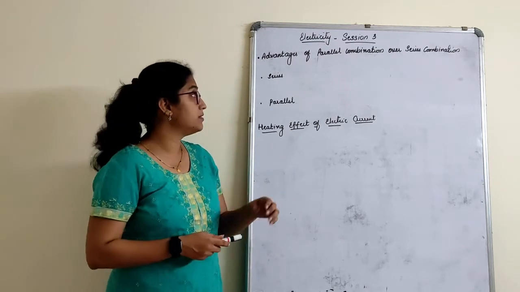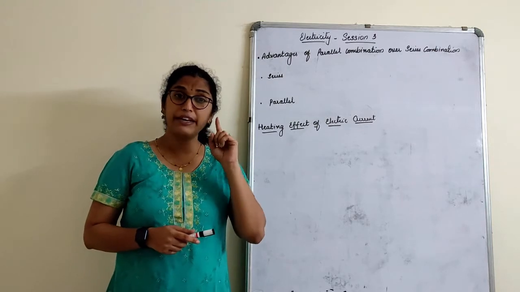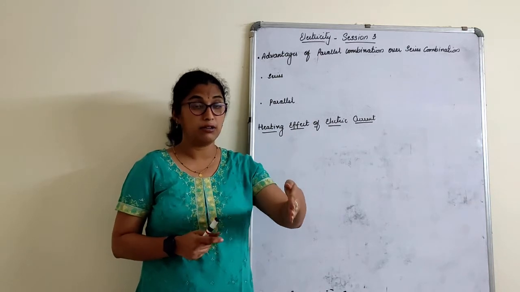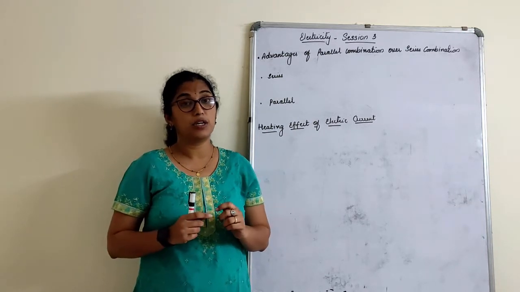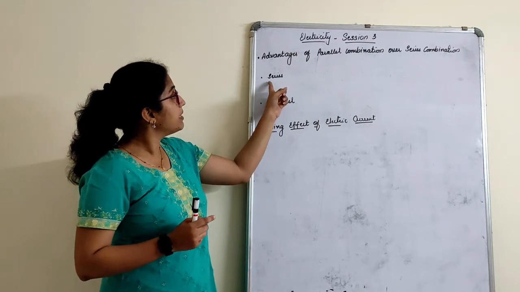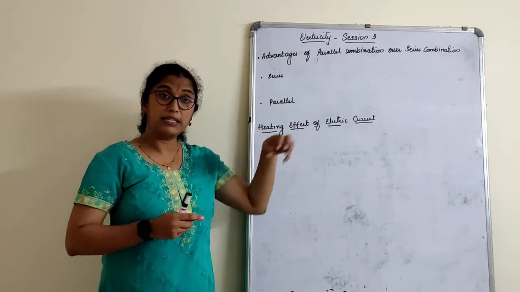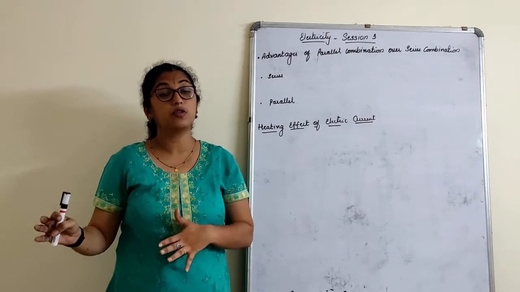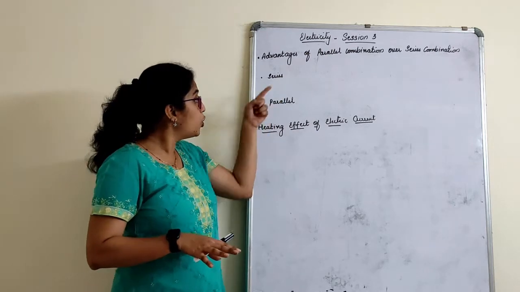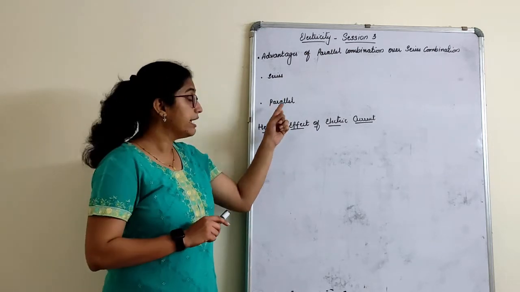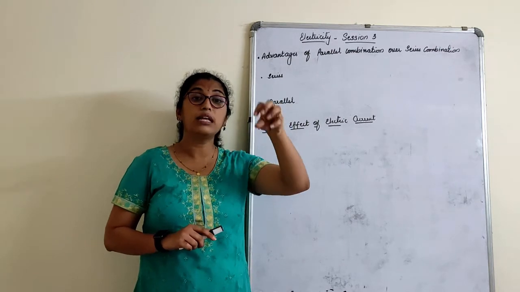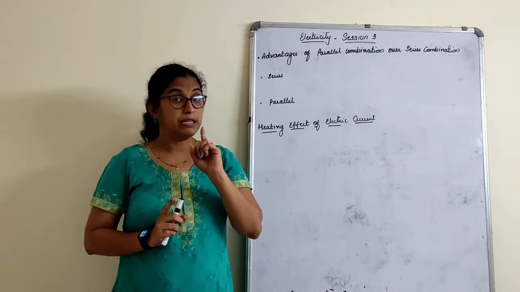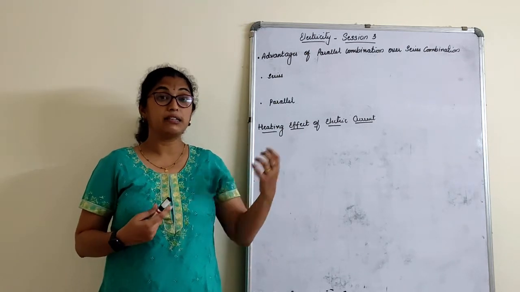Basically, in series connection, if one component fails, that means the circuit is broken at that particular point. What will happen to the remaining components? They will also stop working. But in a parallel connection, if one component fails, only that particular circuit is broken. The remaining will work fine.